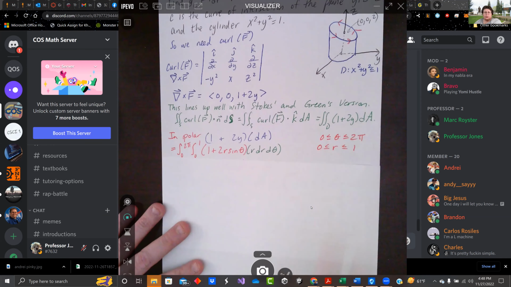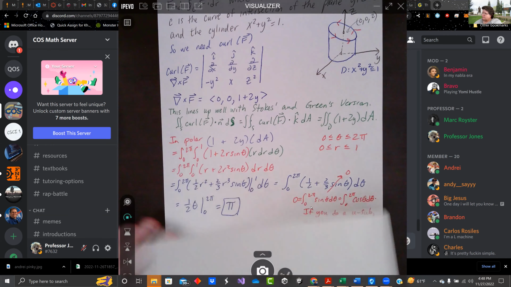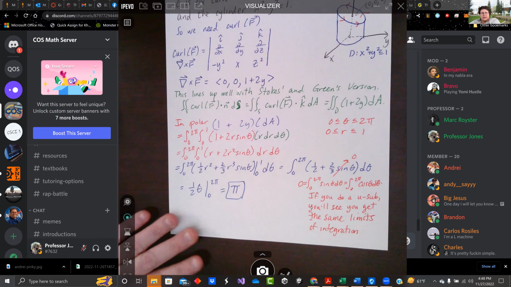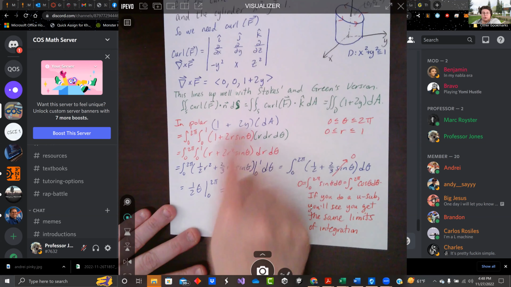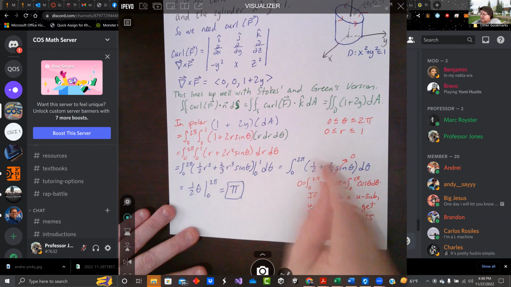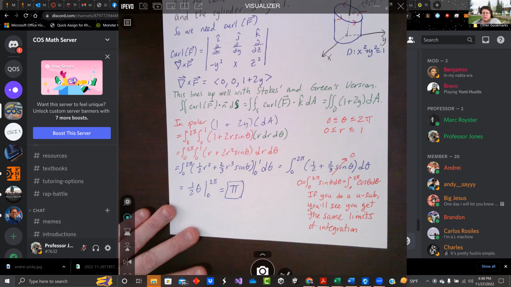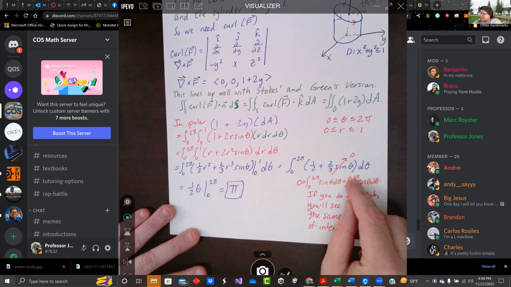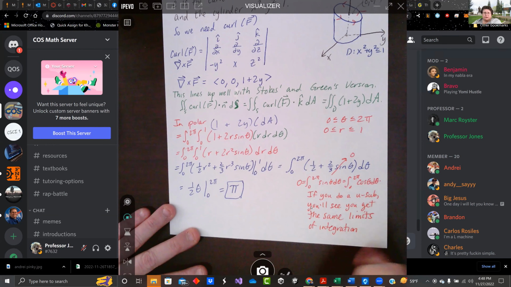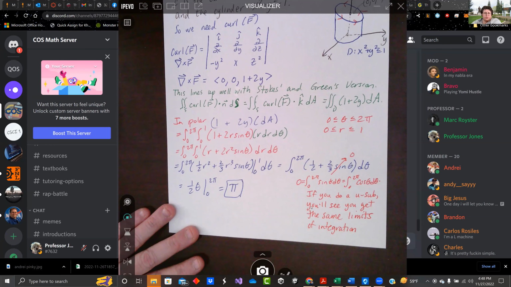We can switch this to polar and evaluate it in polar. Make sure when you're doing it, you switch everything in the function to polar coordinates and insert the correction factor r. And we go through it, recalling that sine or cosine from 0 to 2 pi gets you 0. But when you get through it, you're going to find that you get pi as the final answer. And that's what we're going with.